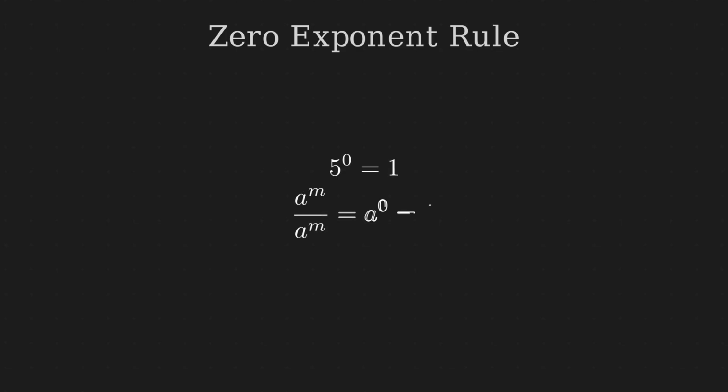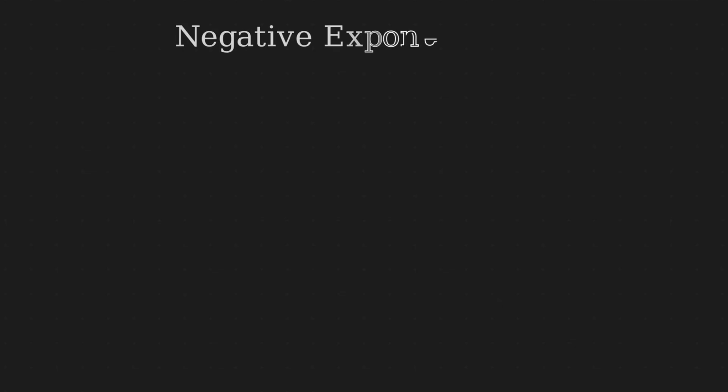The sixth law is the zero exponent rule, written as a to the power of 0 equals 1. This rule says that any non-zero number raised to the power of 0 is always 1. For example, 5 to the power of 0 is 1. This happens because when you divide a number by itself, the exponent subtracts to 0, and any number divided by itself is always 1.